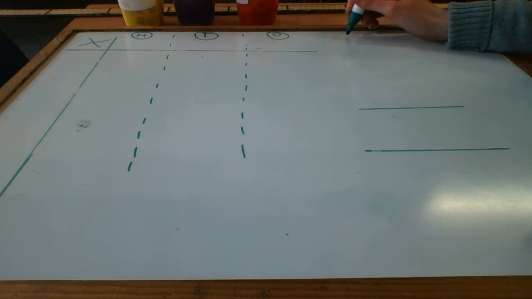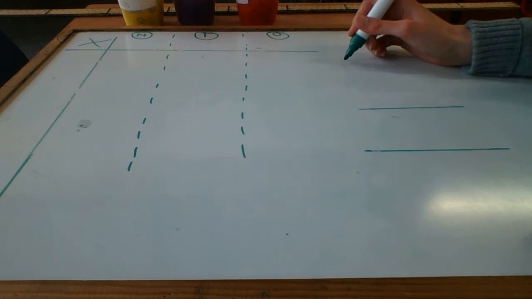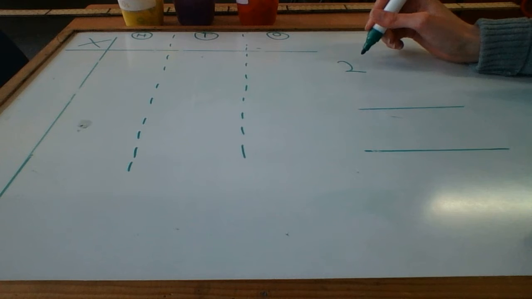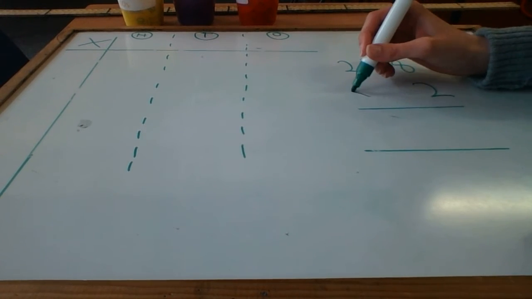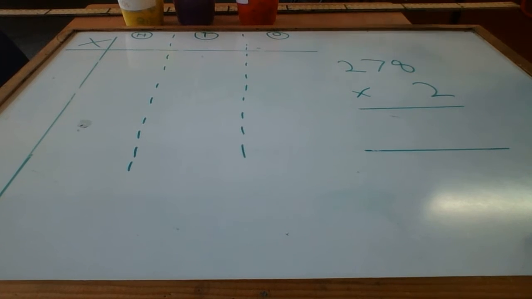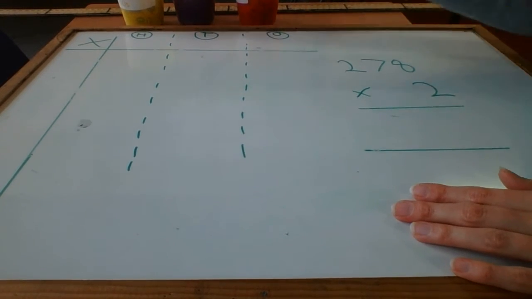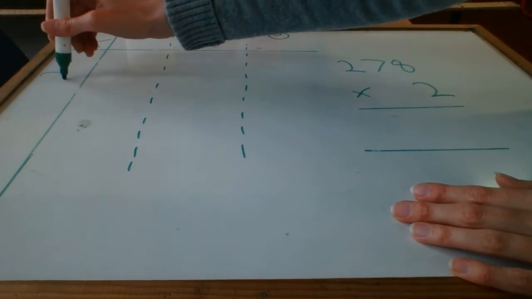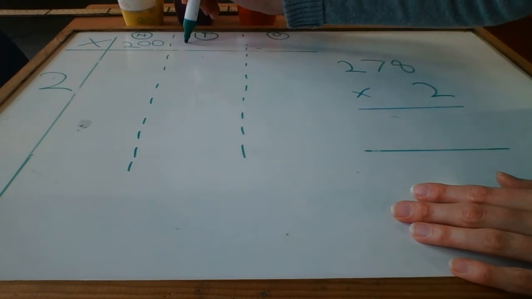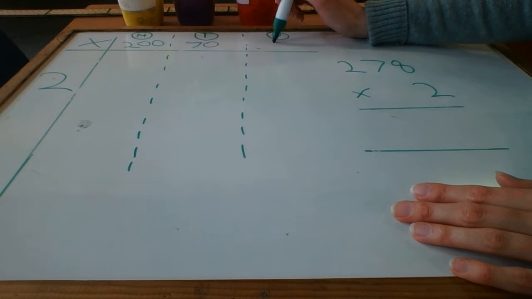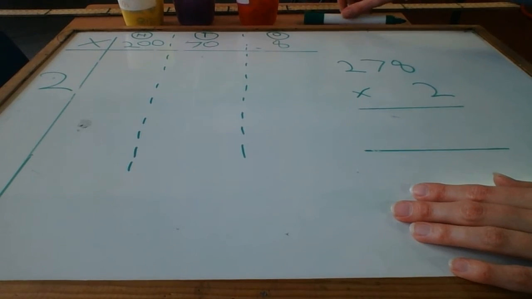So we're going to have a look at 2 times 278. So we have the 2 here, and then 200 and 78 in there. So let's have a go at making that and see if we can make it fit.